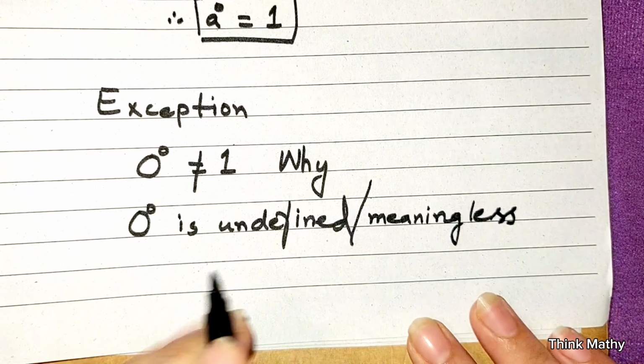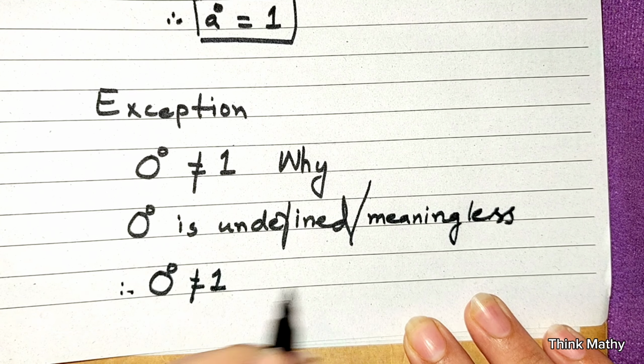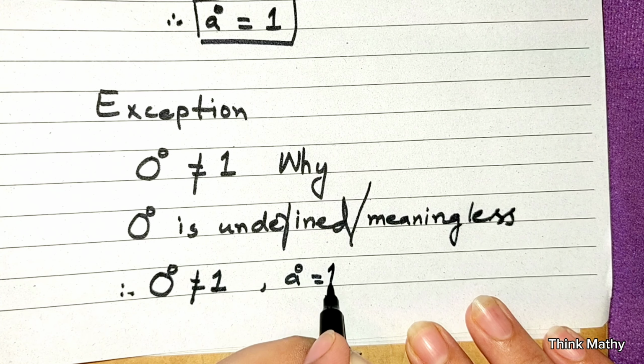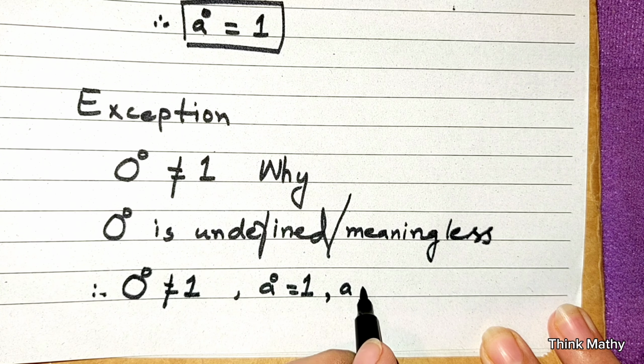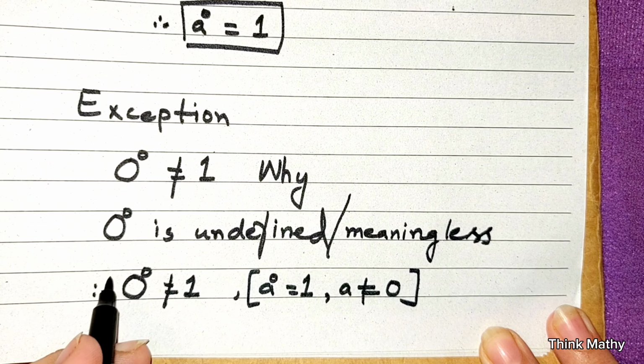So this means 0 to the power of 0 is not equal to 1. And what we got is that a to the power of 0 is always equal to 1, but with one exception, which is that a should not be equal to 0. So this is really important.